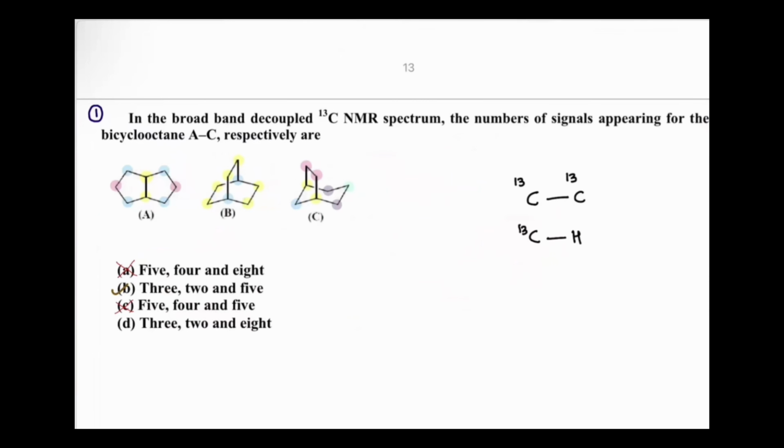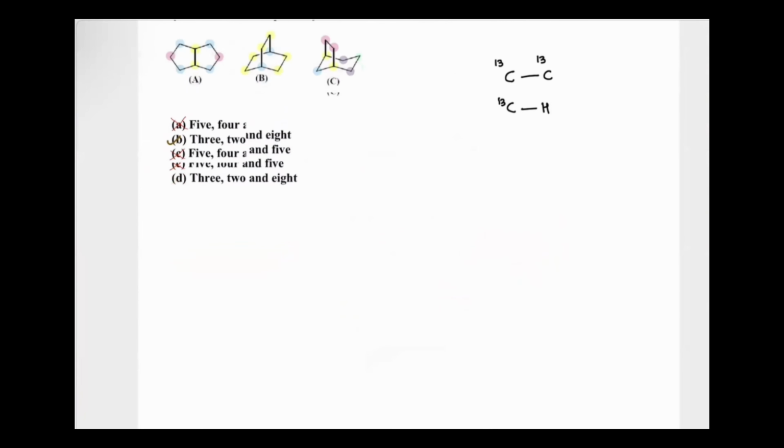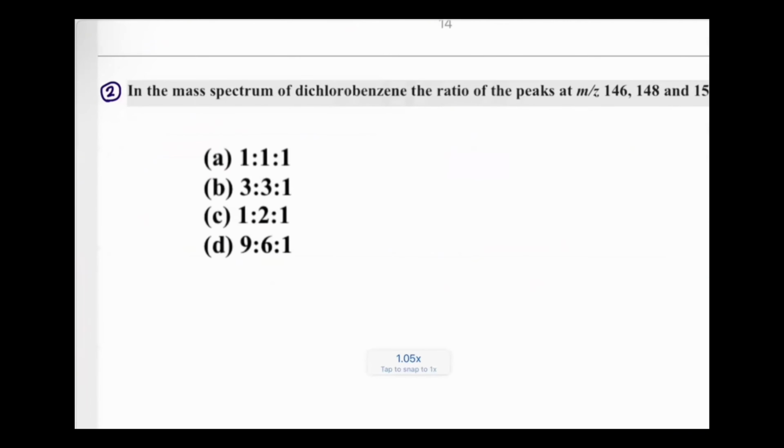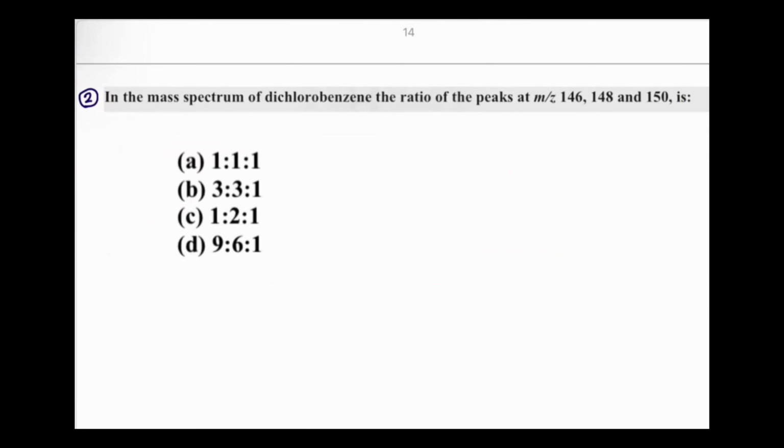Okay. Now we'll move to the next question from organic spectroscopy. That is, in the mass spectrum of dichlorobenzene, the ratio of peaks at m/z of 146, 148 and 150 is. So here, suppose we take this as the M peak, the difference between 146 and 148 is 2. So this will become the M plus 2 peak. And if 148 is M plus 2, 150 will become the M plus 4 peak, because the difference between 146 and 150 is 4. So if 146 corresponds to the M peak, 150 will be the M plus 4 peak.